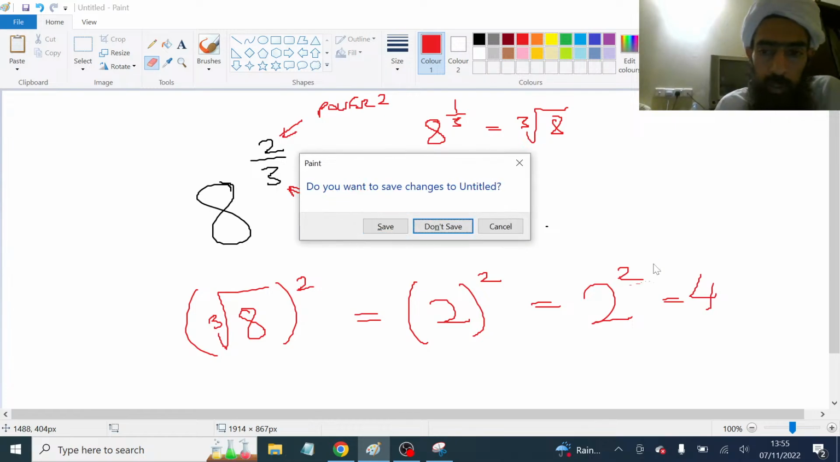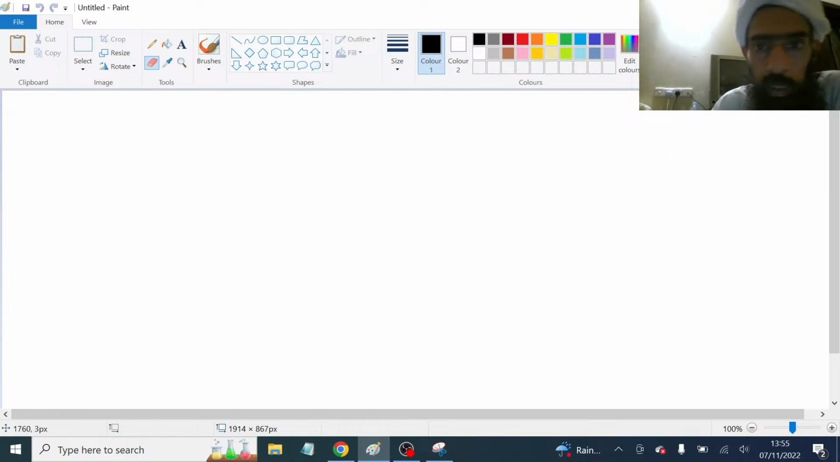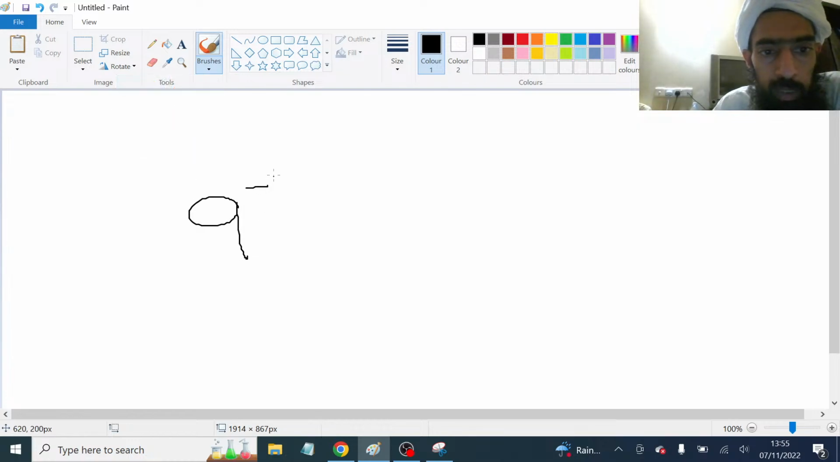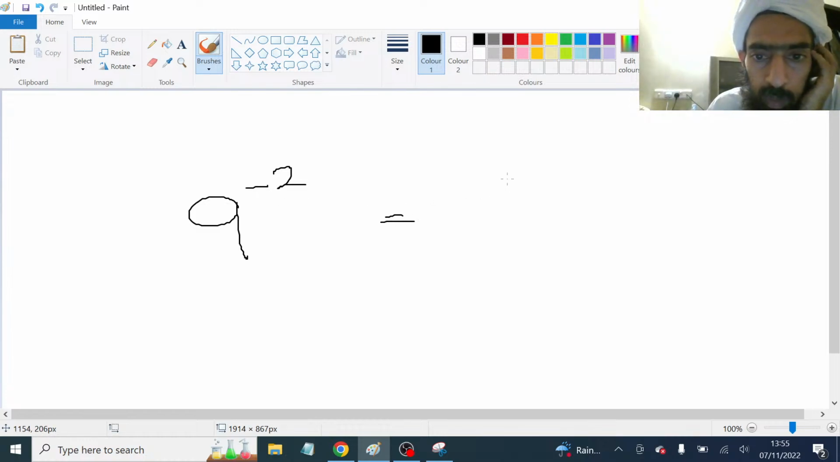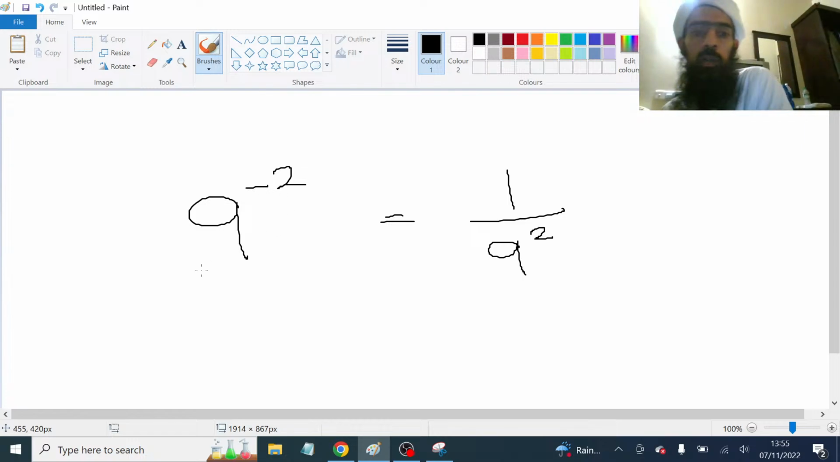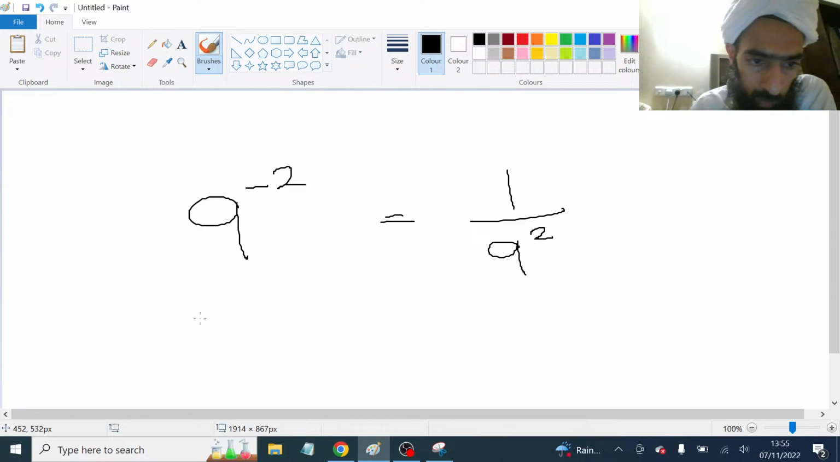Okay, finally, the negative indices, negative powers. Let's just remind ourselves what these mean. Let's say we have 9 to the power of minus 2. The minus 2 is telling us that really this is a divide, not a times. So start with the number 1, we don't have any other number to start with, and we are dividing by 9 to the power 2. The minus is a divide in disguise. So it's dividing by 9 squared rather than timesing by 9 squared.